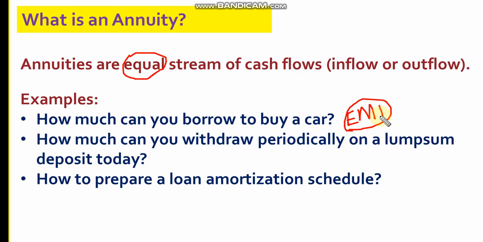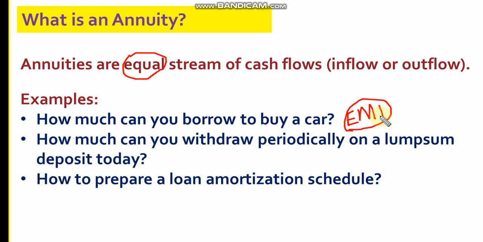The figures are equal. How much can you withdraw periodically on a lump sum deposit today? Suppose you retire from your job and you have 20 lakhs. You deposit this 20 lakhs and you plan to draw it in small equal amounts for the next 15 years. So these equal amounts are actually annuities.